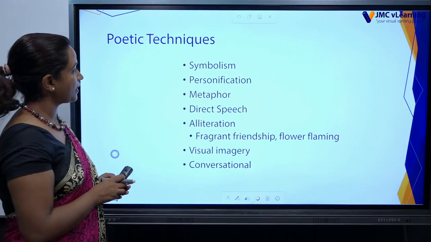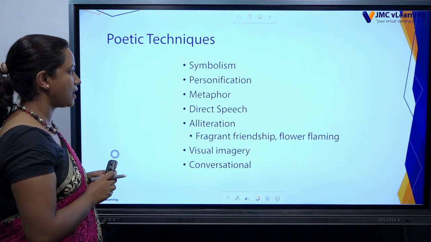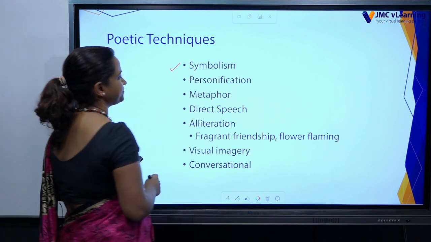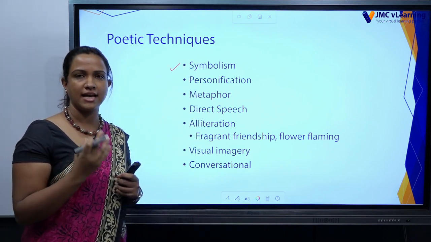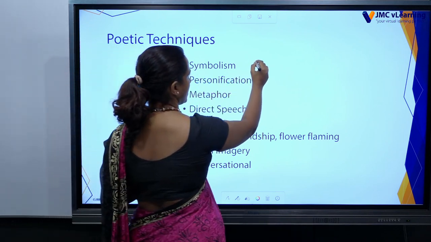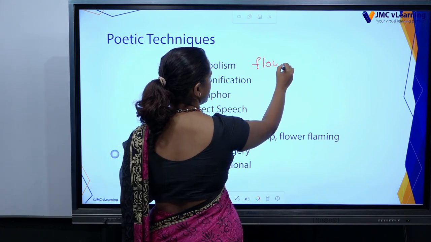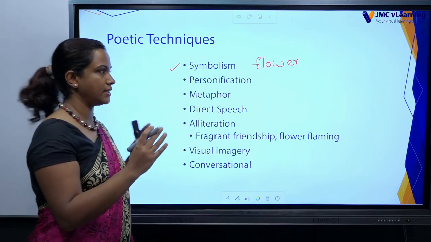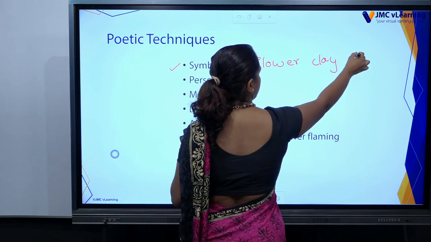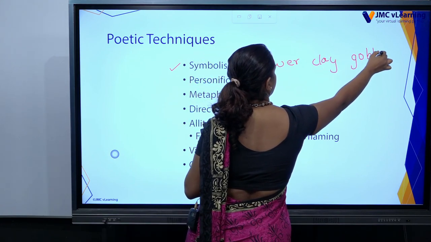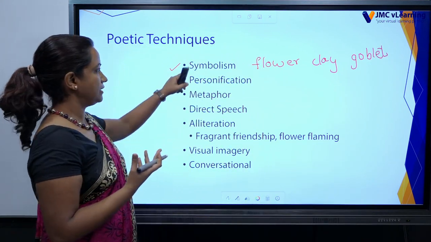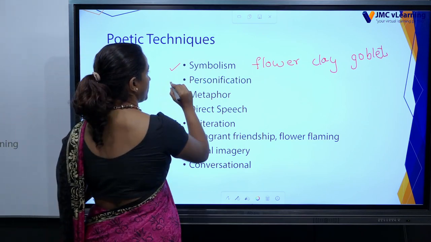Poetic techniques. I think you are familiar with these poetic techniques, and there are a few techniques addressed in this poem. First one is symbolism. The poet has used a lot of symbols here. Tell me some examples of the symbols. One is a flower. Flower resembles the girl. Flower is the indication of the girl. And it has also taken a clay, and a goblet. These are all symbols. They don't have a life.